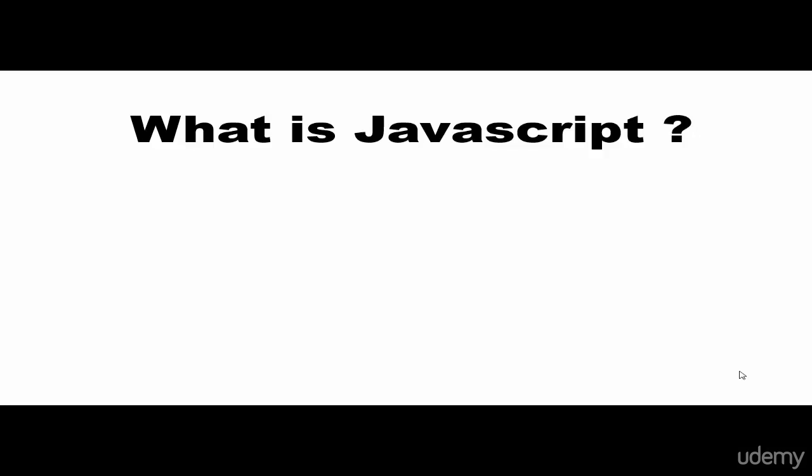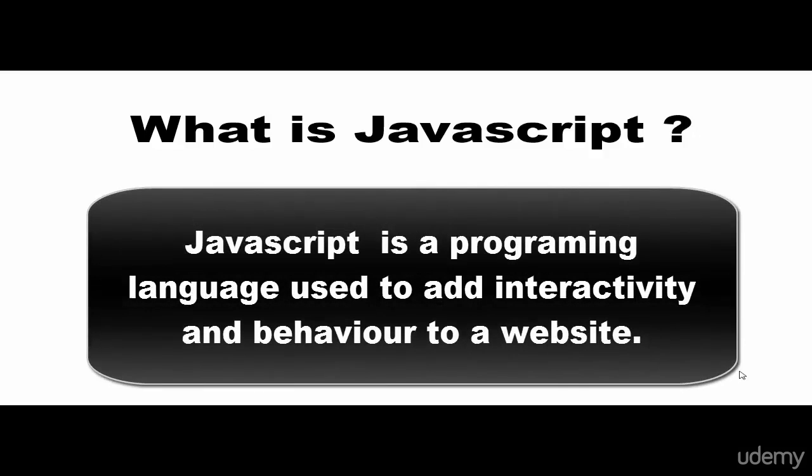What is JavaScript? Well, JavaScript is a programming language used to make websites interactive. For example, when you click on a button, play a game, complete an online survey or form on a website, you are actually interacting with the JavaScript part of the website.